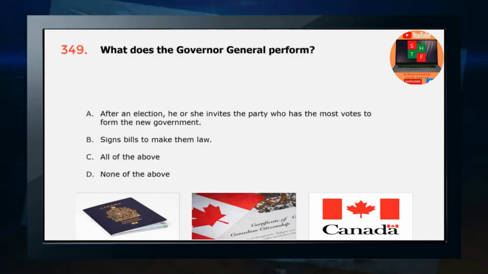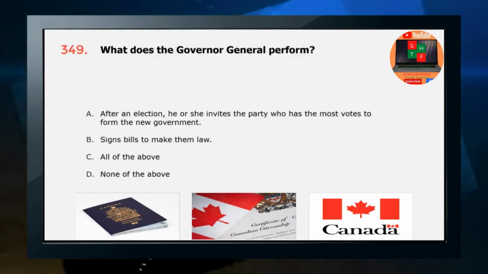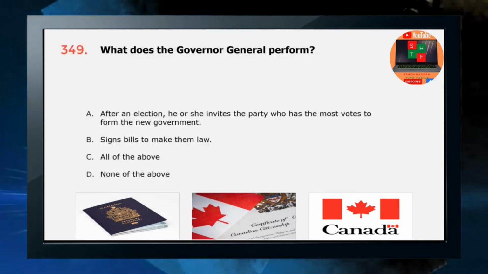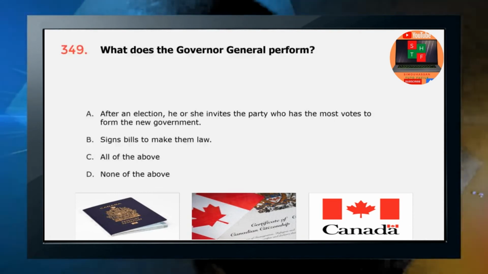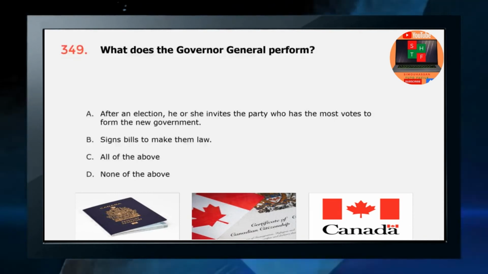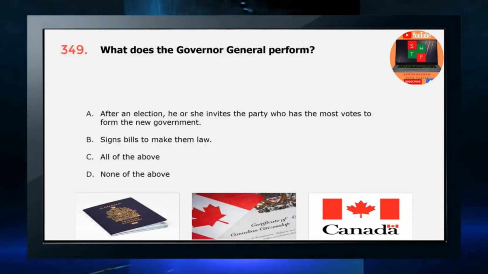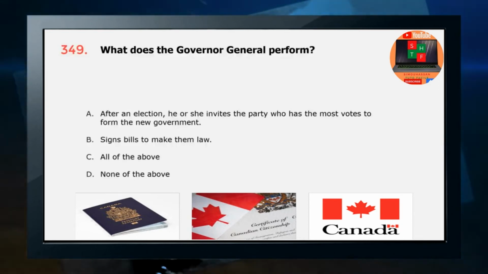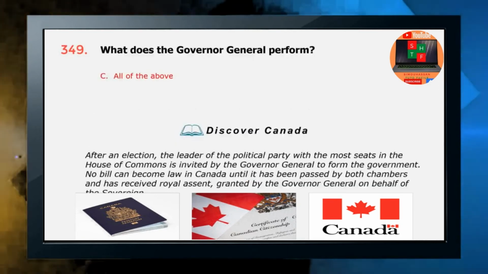Question 349. What does the Governor General perform? A. After an election, he or she invites the party who has the most votes to form the new government. B. Signs bills to make them law. C. All of the above. D. None of the above. The answer is C. All of the above.